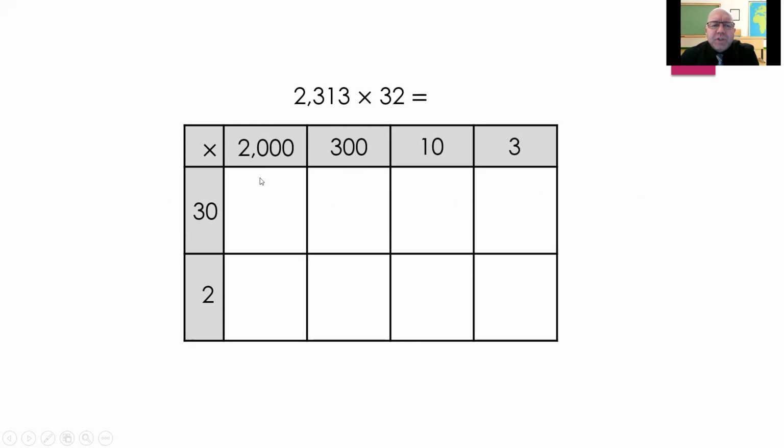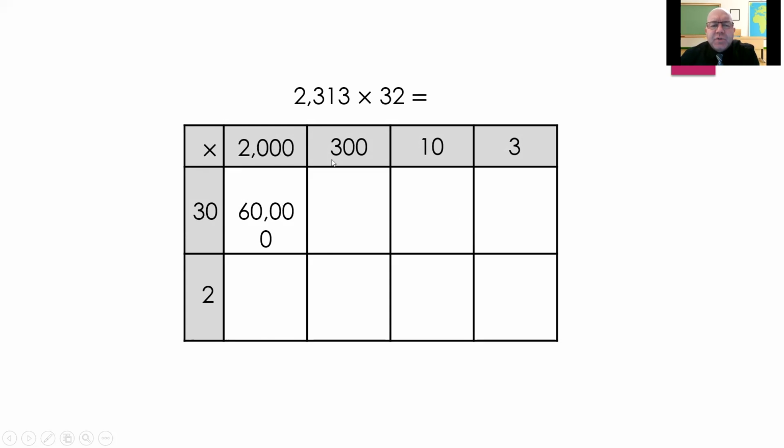30 multiplied by 2,000. Now, I don't know my 2,000 times table, but I do know my 2 times table. So 3 times 2 is 6. There's 1, 2, 3, 4 zeros in my question. So I need 4 zeros in my answer. So 6 and 1, 2, 3, 4. That one's fallen down because this number is so big.